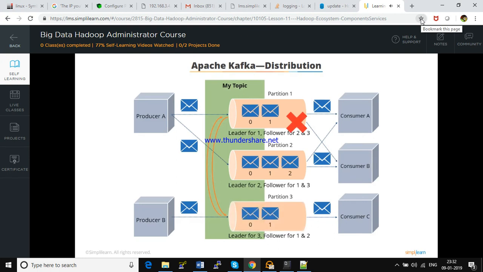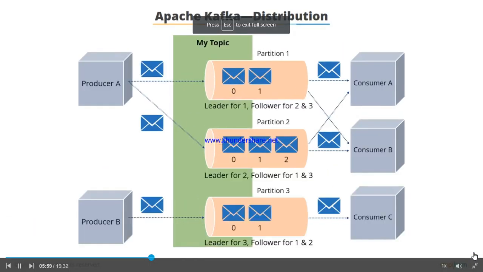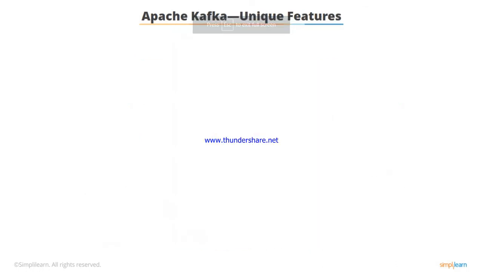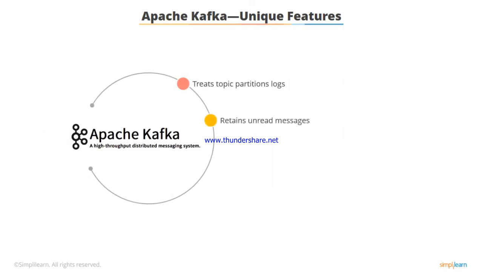One of the followers takes over as the new leader. In order to balance the load, each server acts as the leader for some partitions and as a follower for other partitions. Kafka has some unique features. It treats topic partition logs and retains unread messages rather than tracking which consumer reads which message.